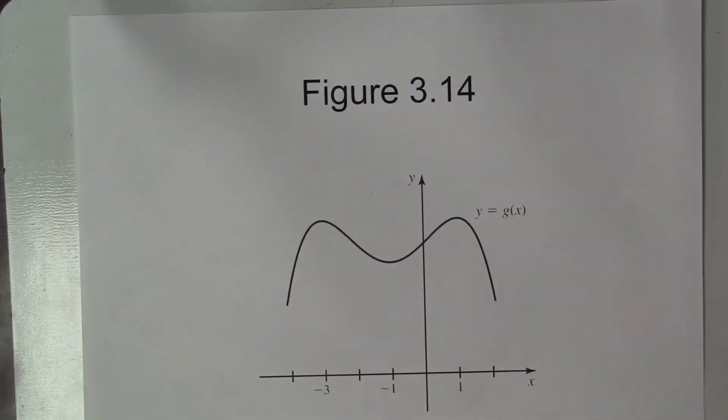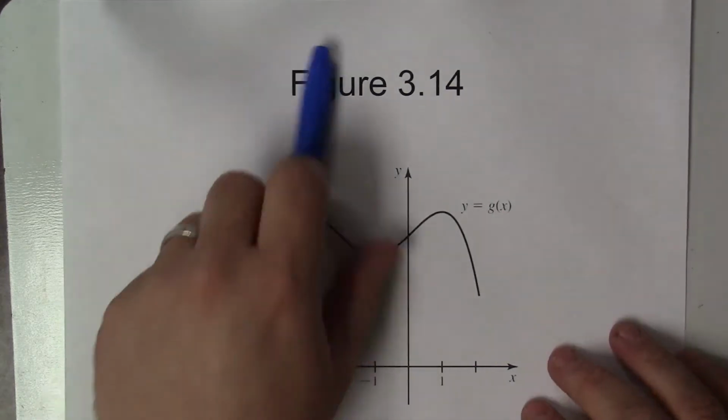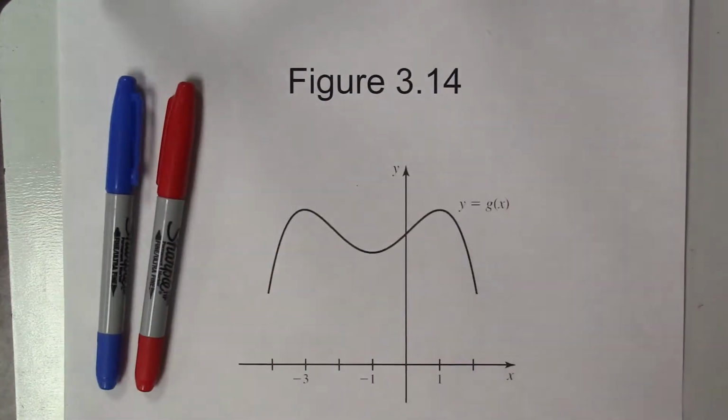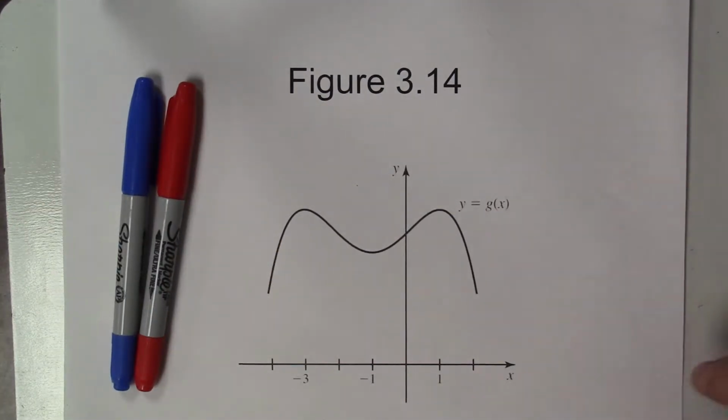And what I'm just going to do is focus on, all right, where is it increasing? I'm going to use blue for increasing. And where is it decreasing? I'm going to use red for decreasing. And then where is it 0? What does the slope of 0 mean? It's not changing.